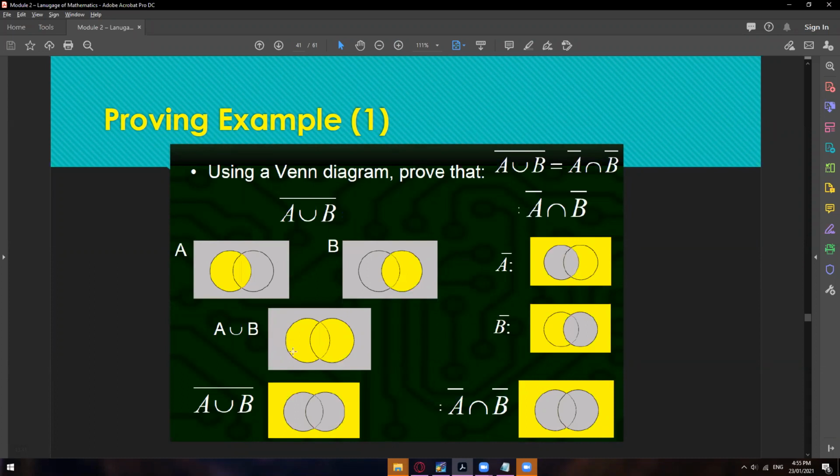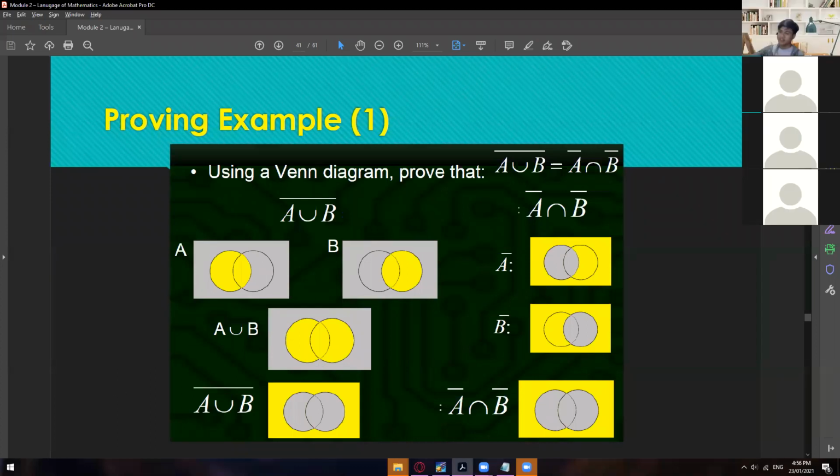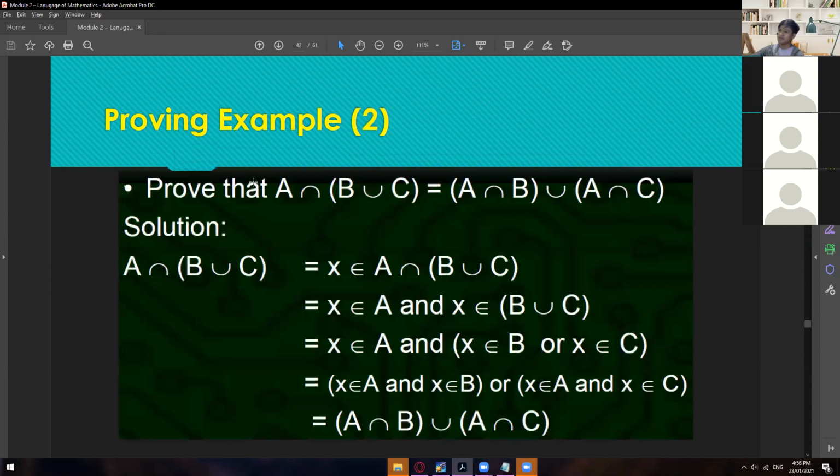Anyway, don't you guys have a question with this one anymore? How did we prove that this left side expression is equal with the right side expression using a Venn diagram? Should I take that as none? So no question? All right, since no one is speaking, I'll take that as none. So we have here another example.